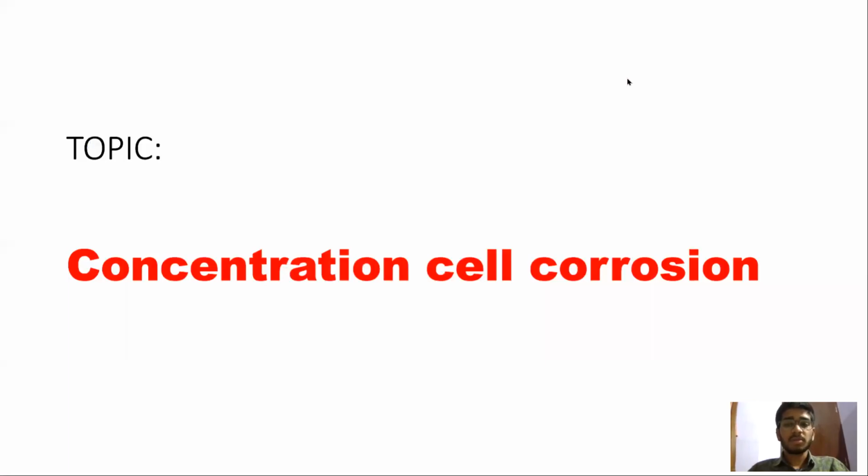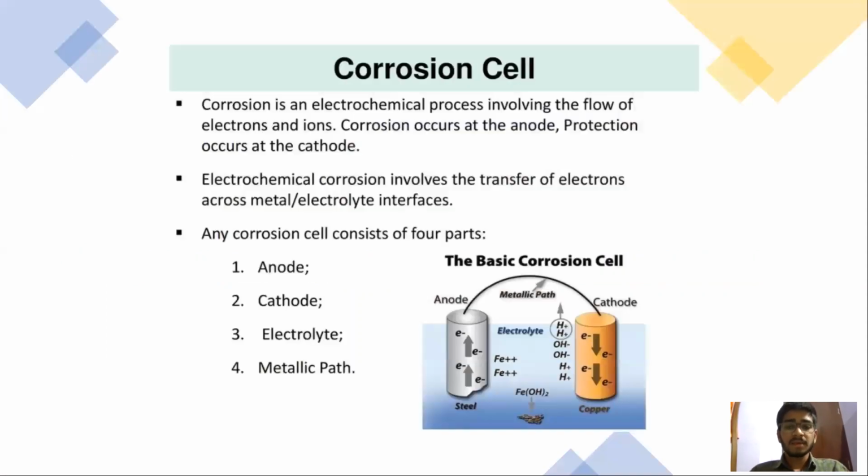Today I would like to describe the topic concentration cell corrosion. Corrosion cell. Corrosion is an electrochemical process involving the flow of electrons and ions. Corrosion occurs at the anode and the protection occurs at the cathode. Electrochemical corrosion involves the transfer of electrons across metal or electrolyte interfaces.